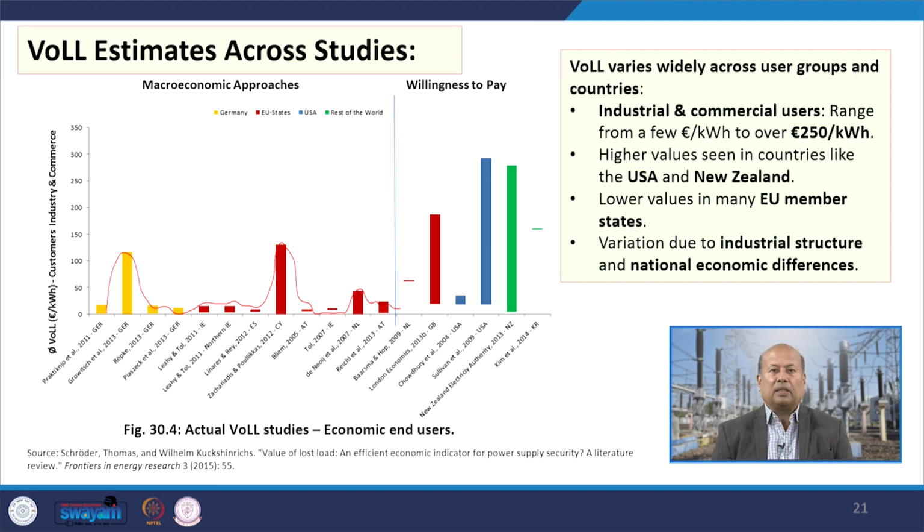Industrial and commercial usages range from few euro per kilowatt hour to over 250 euro per kilowatt hour. Higher value seen in countries like the USA and New Zealand. Lower values in many European Union member states. Variation due to industrial structure and national economy differences. Depending upon how strong economy you carry, the VoLL estimation also varies accordingly.